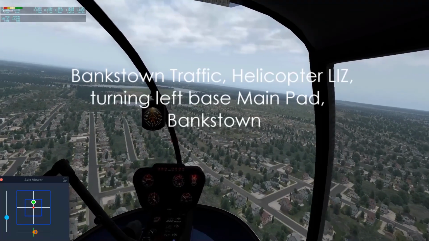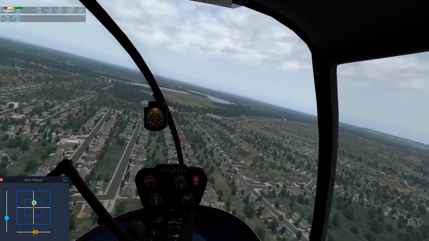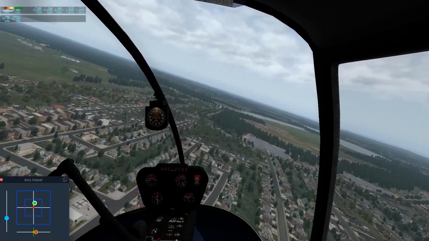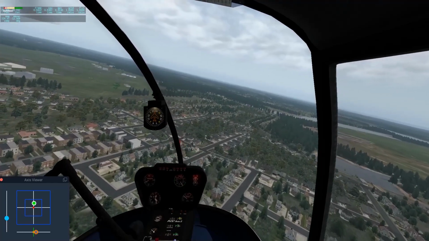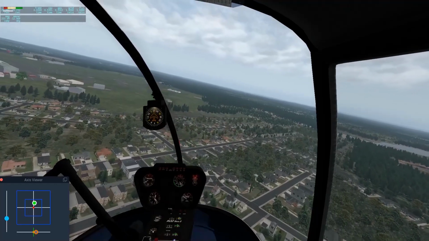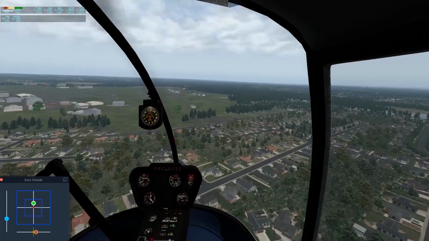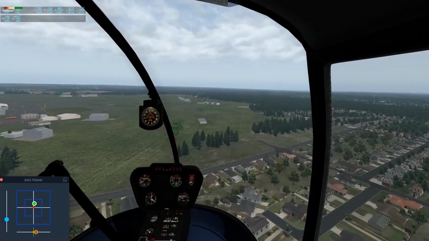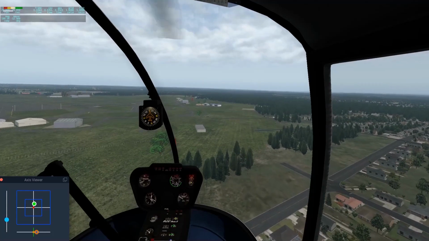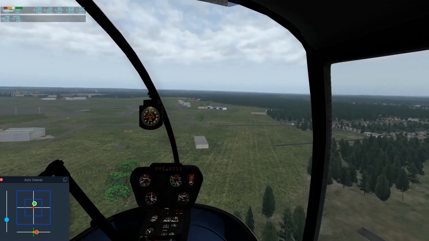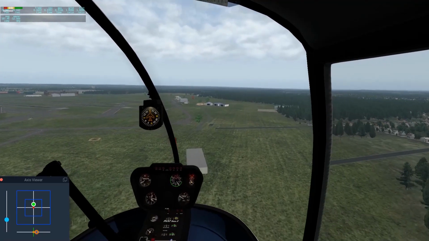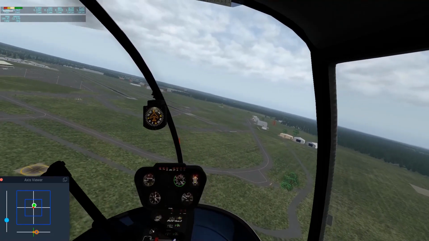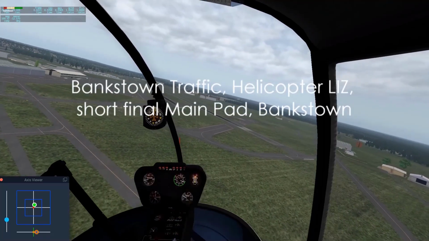Bankstown traffic, helicopter Lima, India, Zulu, turning left base main pad, Bankstown. Bankstown traffic, helicopter Lima, India, Zulu, short final, main pad, Bankstown.